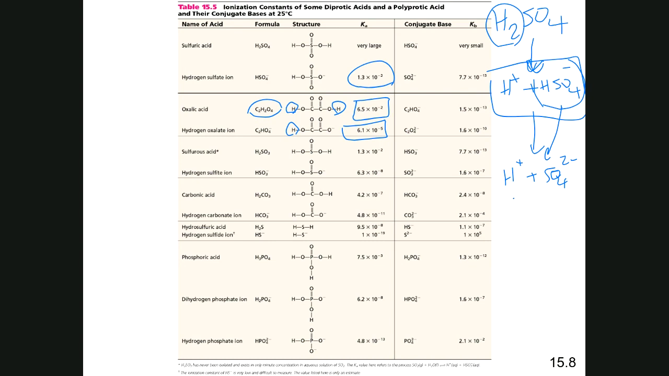Phosphoric acid has 3 hydrogens, so it can actually lose hydrogen in 3 different steps. And each time you see that the Ka value is decreasing. The last one is significantly lower than the first one. Between the first two it's close, but this one is a minus 13, which is a much smaller value.